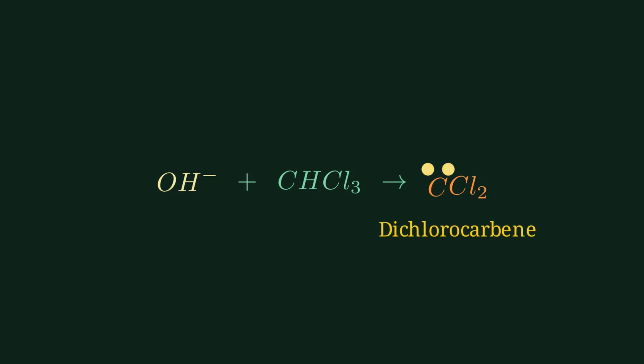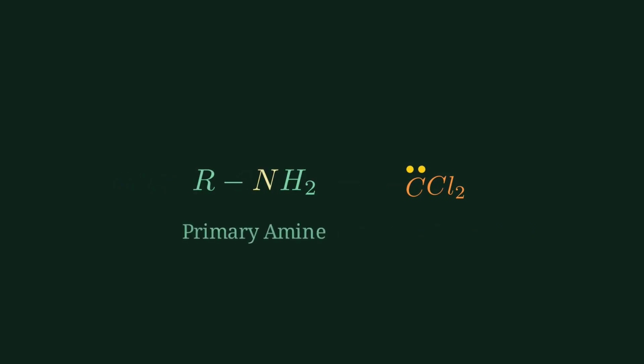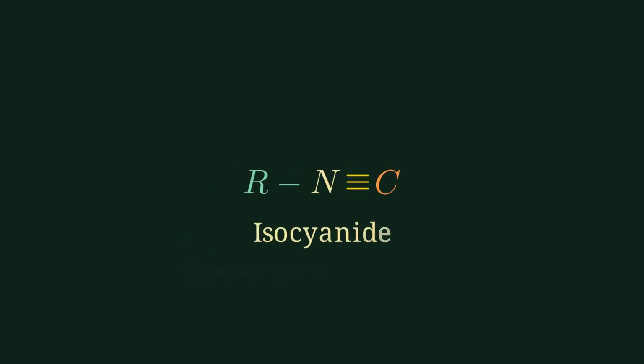The base reacts with the chloroform to create a highly reactive species called dichlorocarbene. This carbene is electron-starved and ravenously attacks the nitrogen of the primary amine. Through an elimination process, the amine is converted into an isocyanide, also known as a carbylamine.